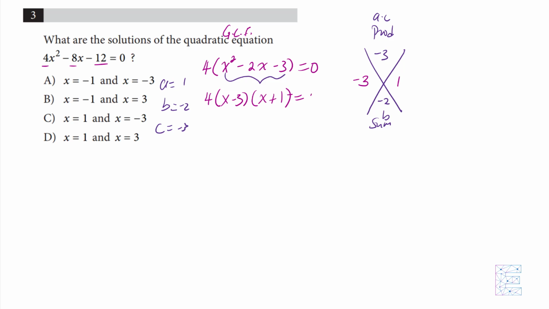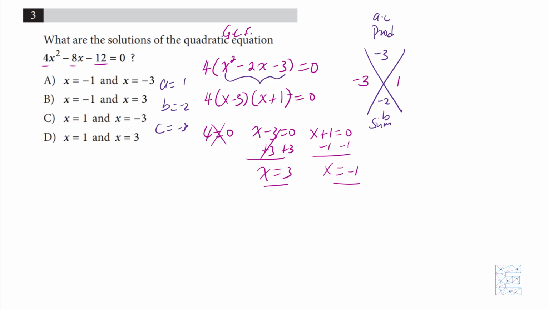Since we're solving, we have to set each of these factors equal to 0. So 4 equals 0, x minus 3 equals 0, and x plus 1 equals 0. And we'll solve for each of these using algebra. x equals 3, subtract 1 here, x equals negative 1. And of course this third factor is just nonsense, we throw it out. So x is 3 and x is negative 1, which means B is the answer to this question.